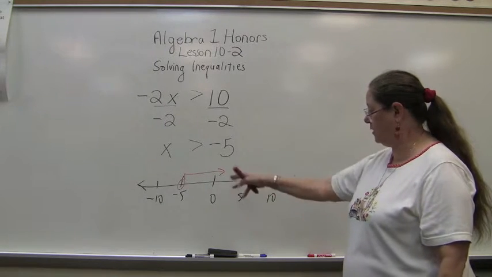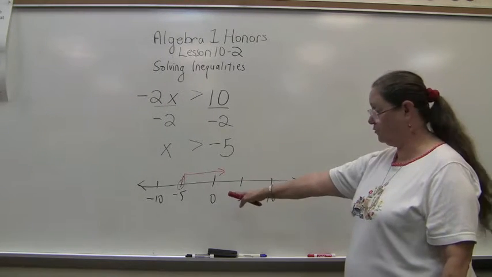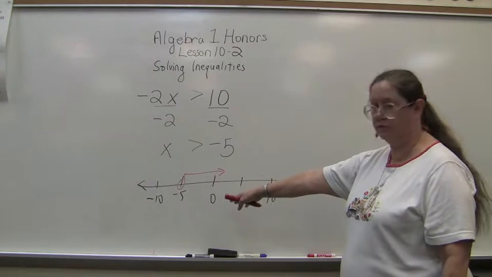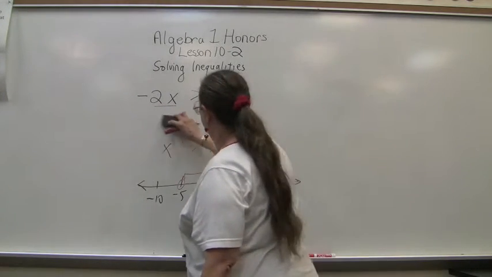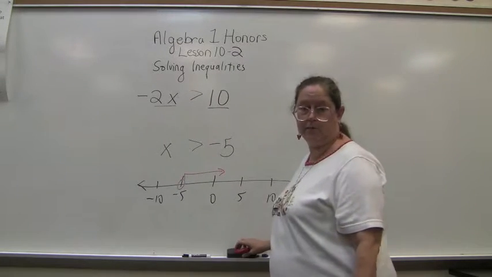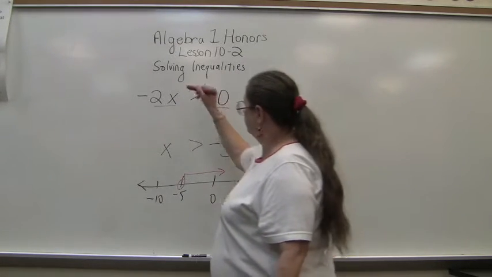Let's pick something greater than negative 5. 0 is an easy one, or 5 or 10. Let's try 0. Let's put 0 into our original inequality up there and make sure that it works. Put a 0 here.